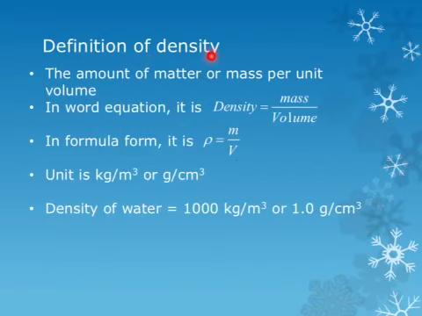Definition of density: the amount of matter, or the amount of mass, per unit volume. In word equation, it is written as density equals mass divided by volume. In formula form, it is rho equals m over v, and that's a formula you have to memorize, very important.